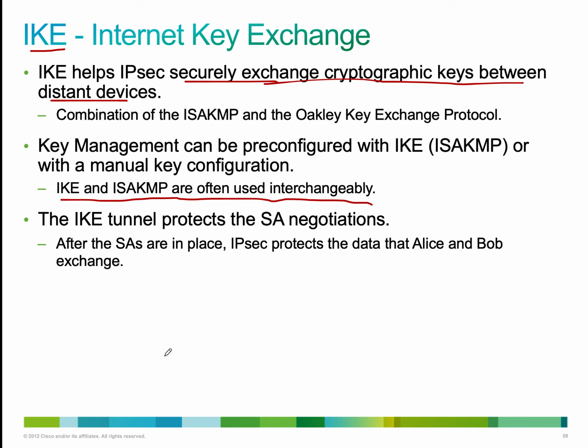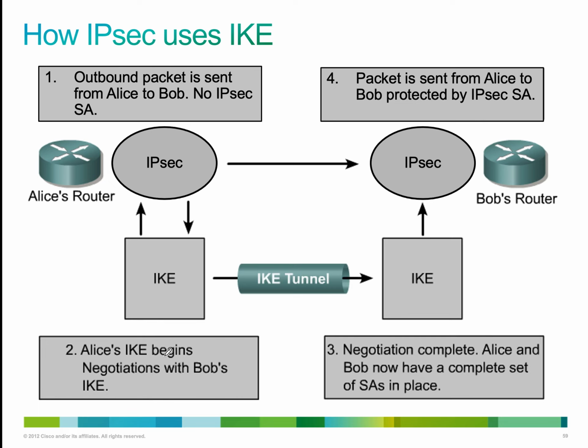The IKE tunnel protects the SA negotiation. And after the SAs are in place, IPsec protects the data that Alice and Bob will exchange over the Internet. Now let's take a look at the flow concept.